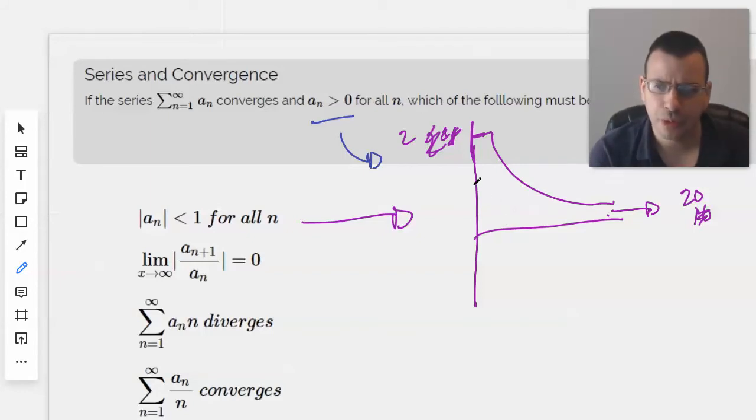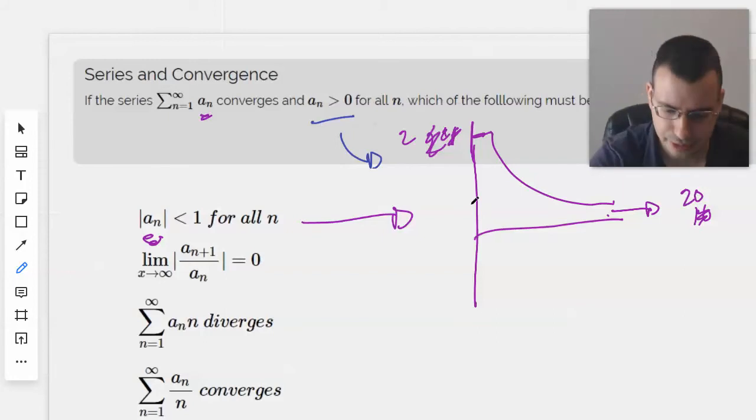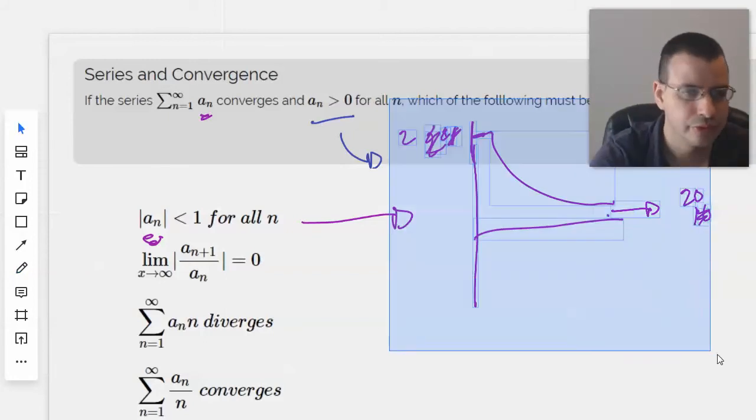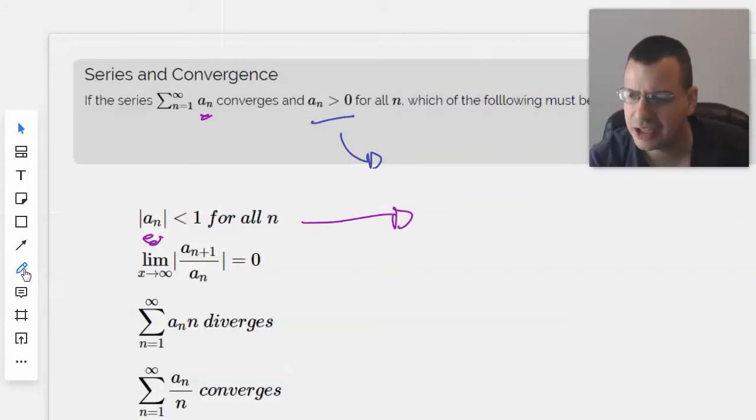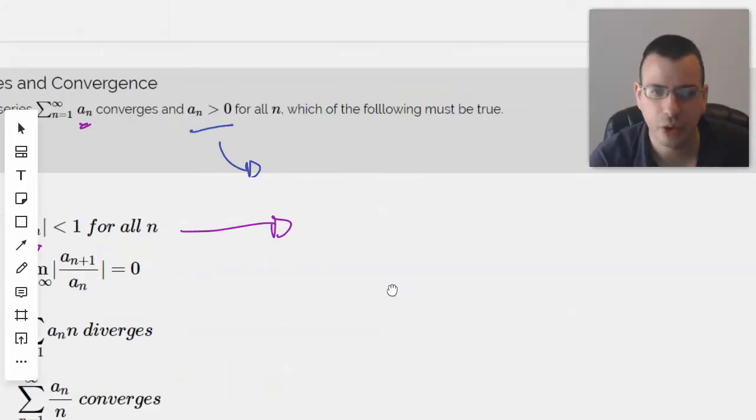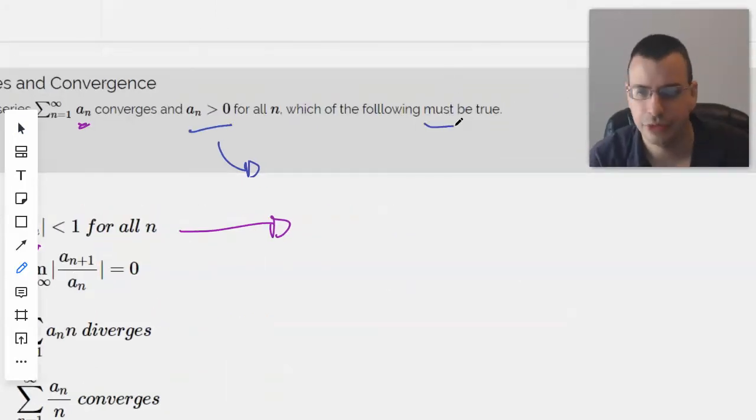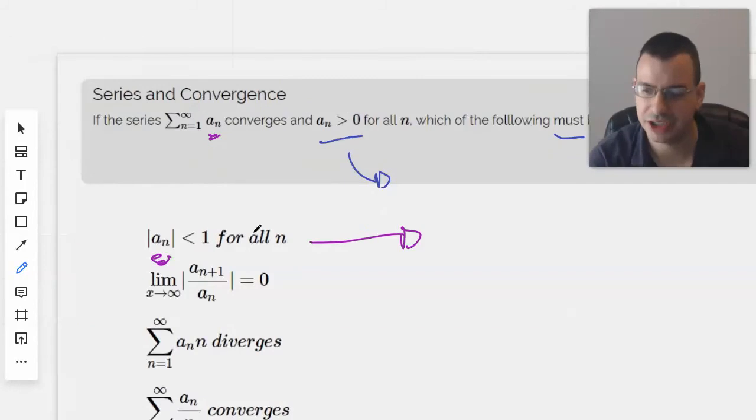So it can converge, and it has nothing to do with each individual value of a of n. The coefficient doesn't have to be less than 1. So that one's not necessarily true.